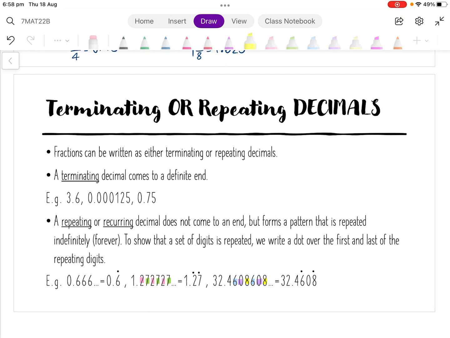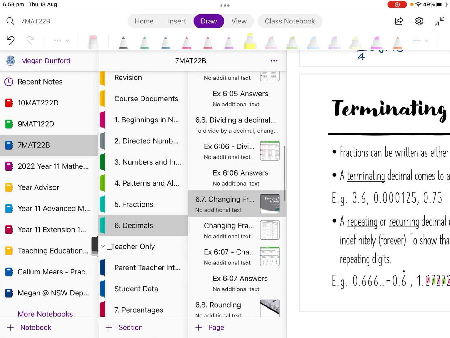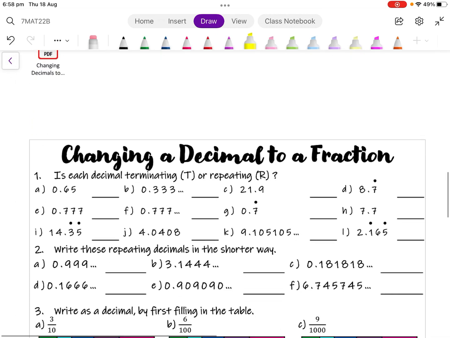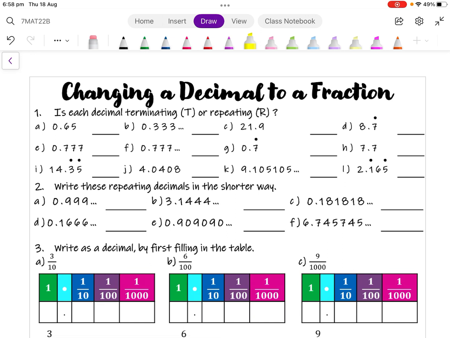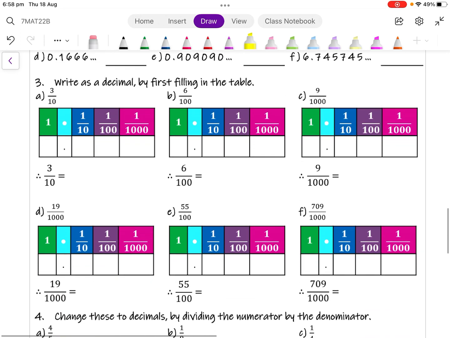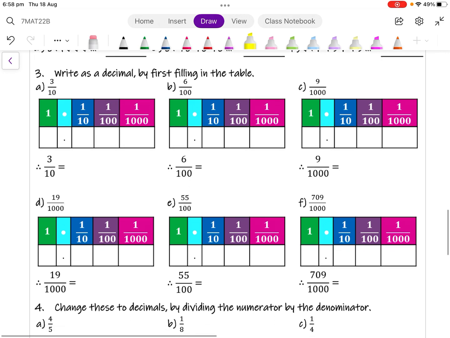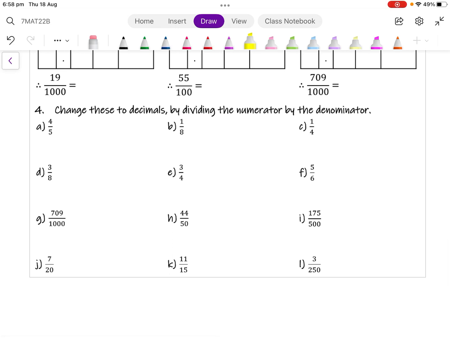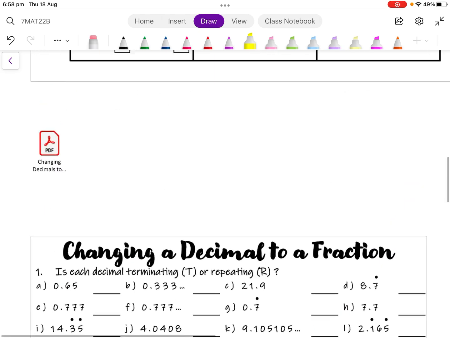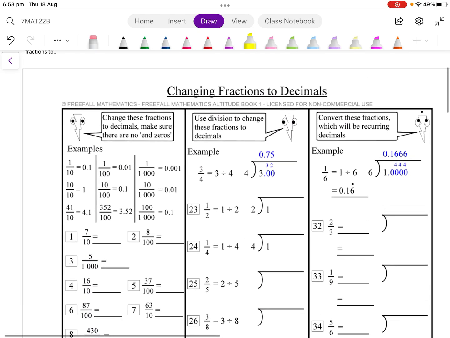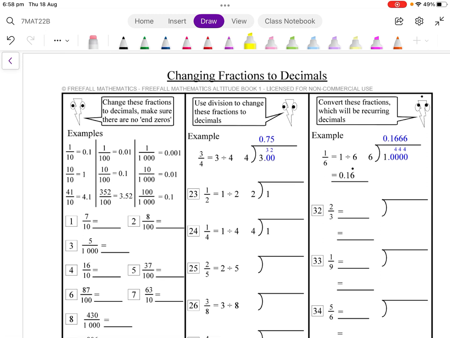What you guys are going to have a go at doing now is, your teacher that you have there today will be handing out a worksheet. I want you to do this worksheet first, on changing a decimal to a fraction. The first couple of questions are asking, is each decimal terminating or repeating? Write these repeating decimals in a shorter way. You're then going to have a go at writing the fractions as a decimal by first filling in the table, and then you're going to change these decimals by dividing the numerator by the denominator, just like what I did in those previous examples.